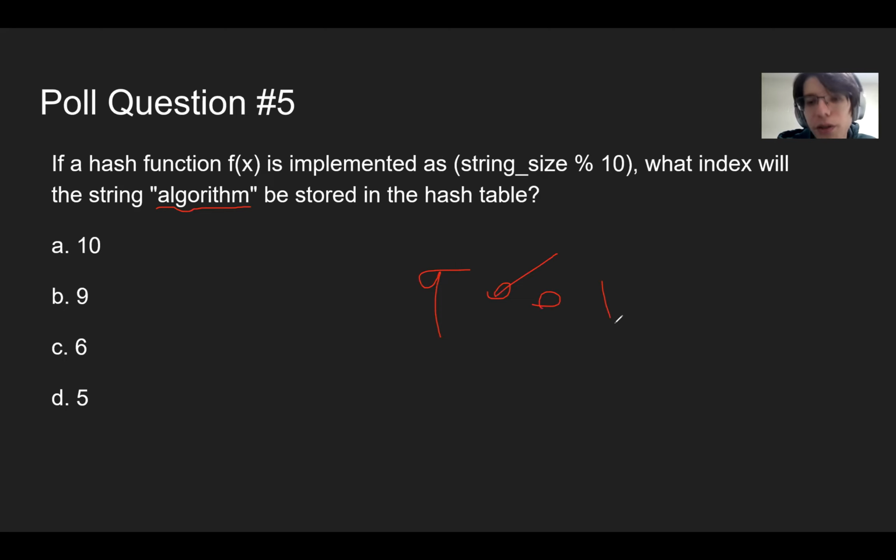Well, oopsies. What is 9 mod 10? That's just 9, right? Because 9 divided by 10, what's the remainder? It's 9, right? It's 0 remainder 9. So we get 9 as our modulus. And so, yeah, this is the index we'll be storing in our hash table, is 9. That's pretty much all there is to it.